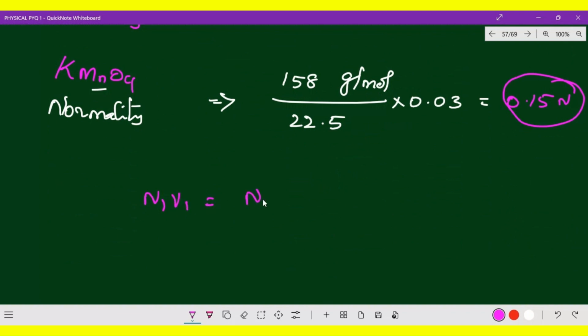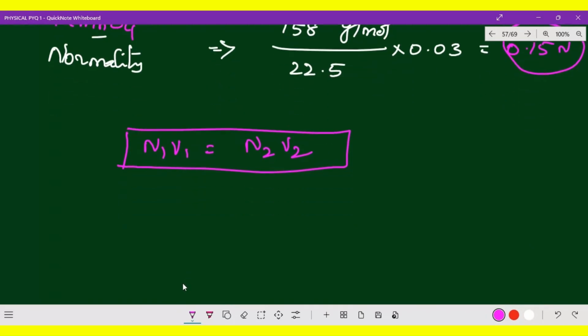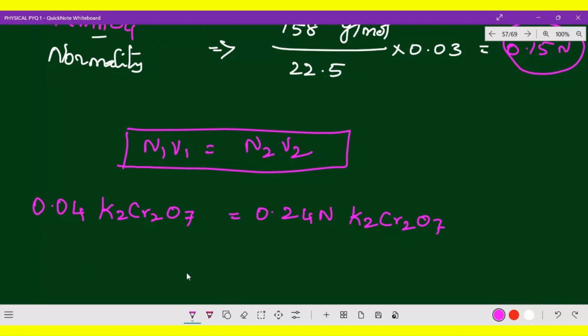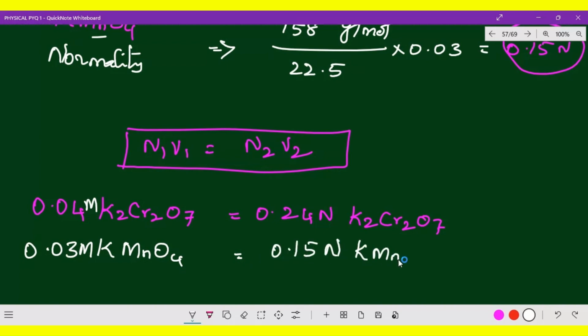Now let us check this formula: N1V1 equals N2V2. This is the formula we are using. Bringing all the data: 0.04 M K2Cr2O7 equals 0.24 N, that is the normality of K2Cr2O7. And in the same way, 0.03 M, that is molarity of KMnO4, equals 0.15 N of KMnO4.